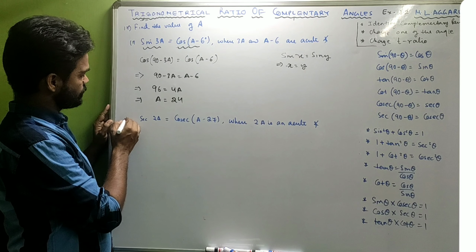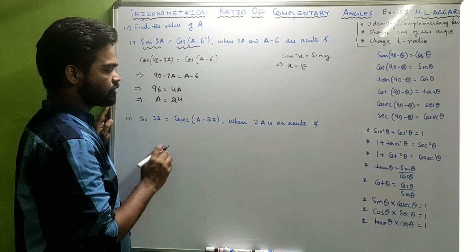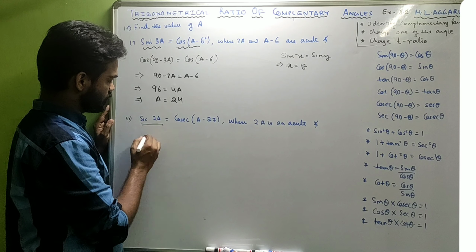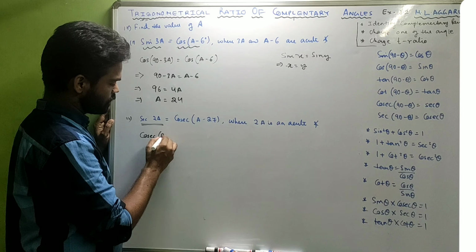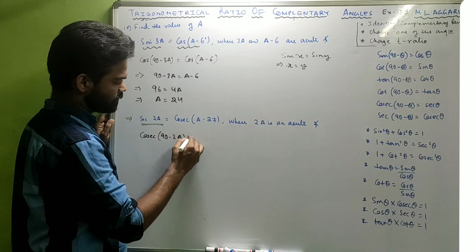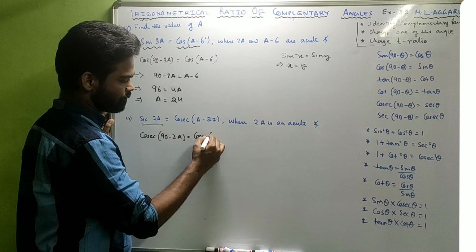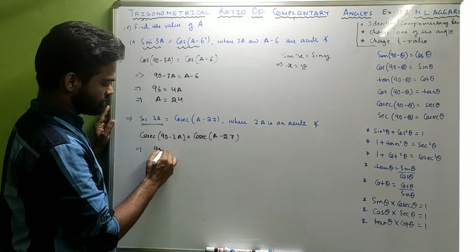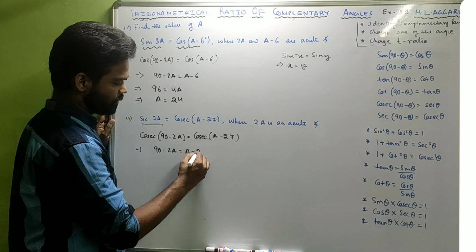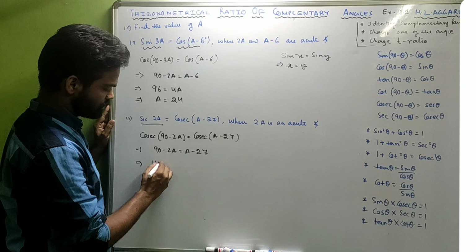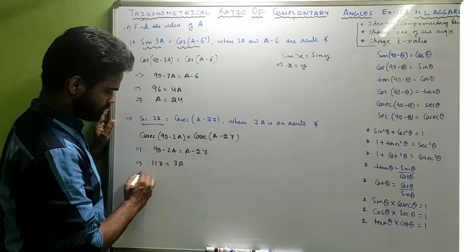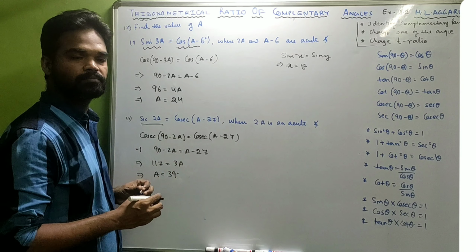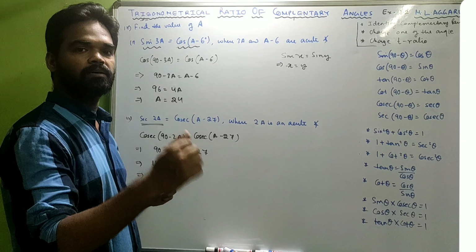Same is this number 3. Sec 2A equals cosec(A minus 27). Same. Sec theta, I can write cosec(90 minus theta) equals cosec(A minus 27), which means can I write 90 minus 2A equals A minus 27, which means 117 equals 3A, which means A equals 39. Done. Okay. Now let us look at the next sum.